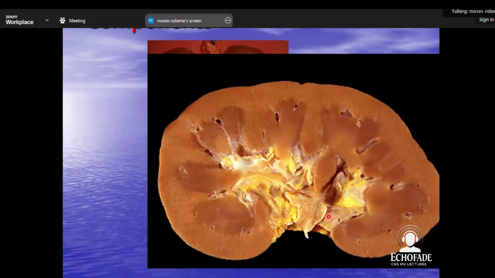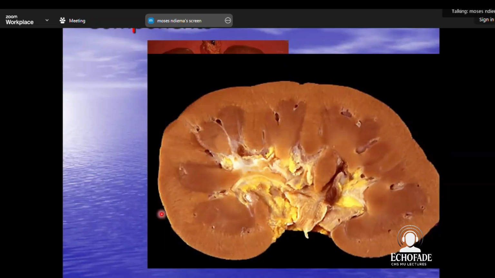The renal pelvis forms the beginning of the ureter. Around the kidney, we have a lot of adipose tissue, which is very important in protection of the kidney. It's cushioning to the kidney.